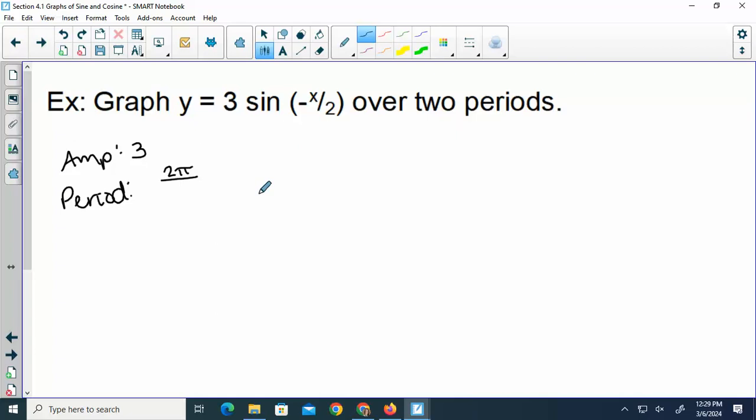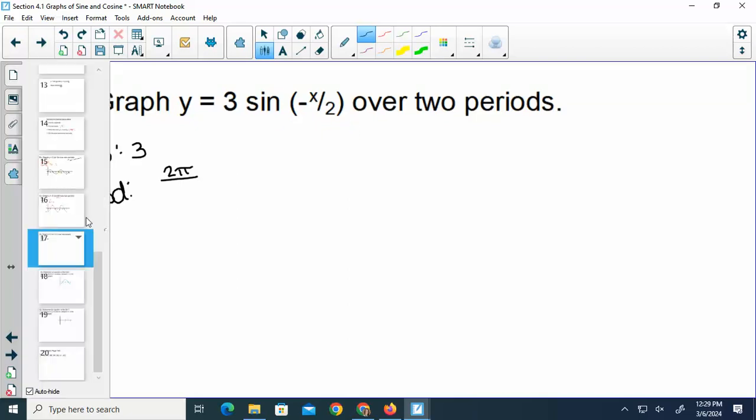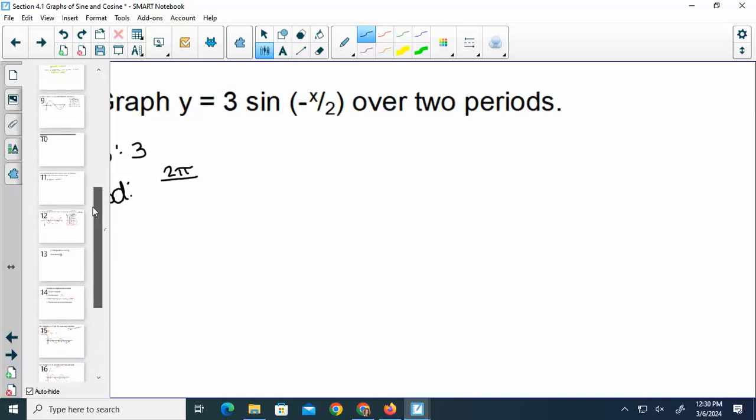Okay, but then we have a problem here. It's a negative on our x. It'll just reflect it over the y-axis, which then kind of puts all the stuff we're doing out the window. It would require a lot more work. The other thing we could use is what we said yesterday about sine of negative x.